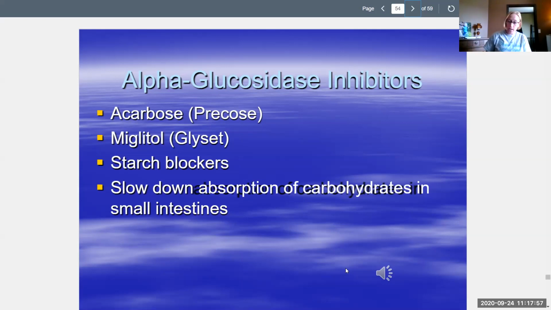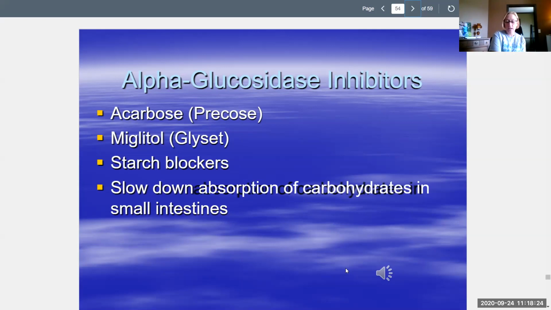So with this one, because it works in the intestines, it does tend to cause more GI side effects, like bloating, indigestion, abdominal pain, and cramping. So some people don't tolerate these starch blockers very well. But anyway, to remember this one, this one is our alpha.